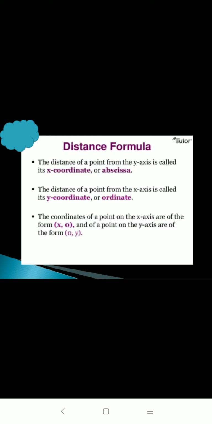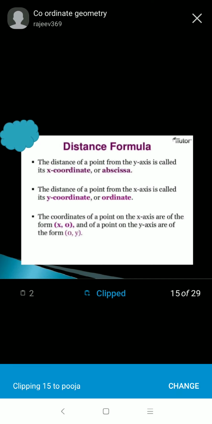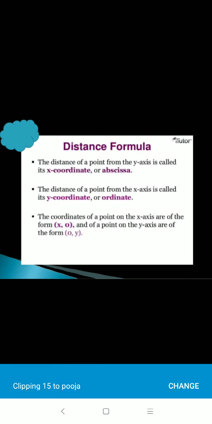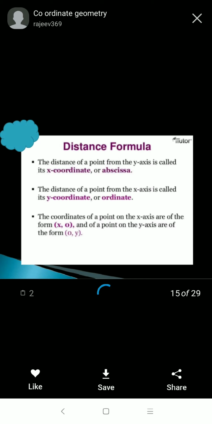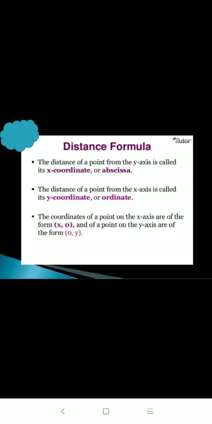Distance formula. The distance of a point from the y-axis is called the x-coordinate. The x-coordinate is also named the abscissa. In the same way, the y-coordinate we call the ordinate. Therefore, the coordinates of a point on the x-axis are of the form x, 0, and a point on the y-axis is of the form 0, y.